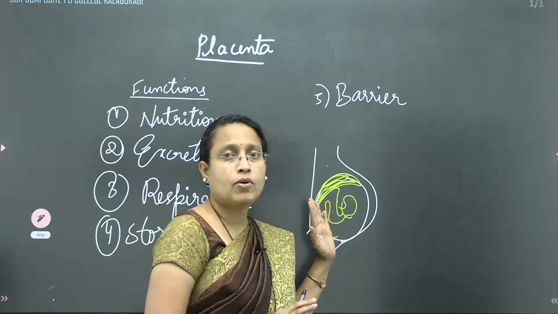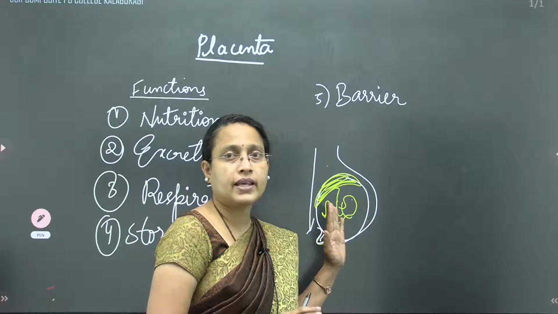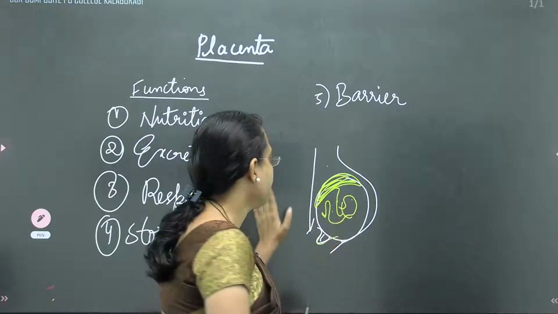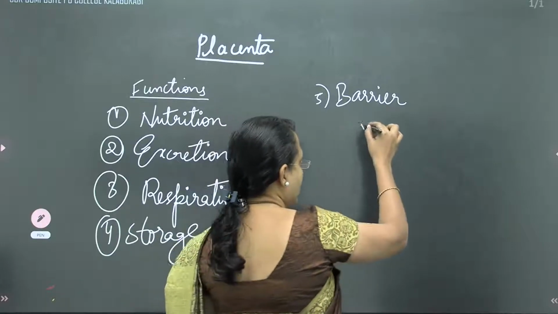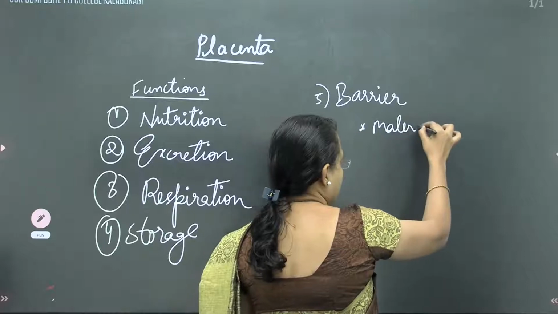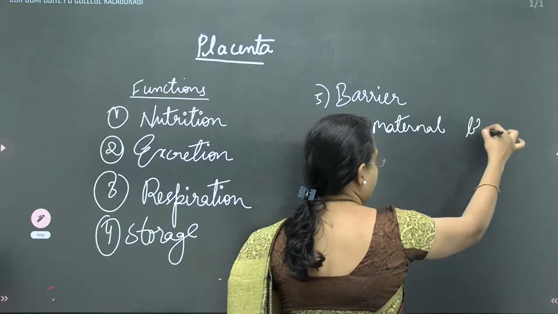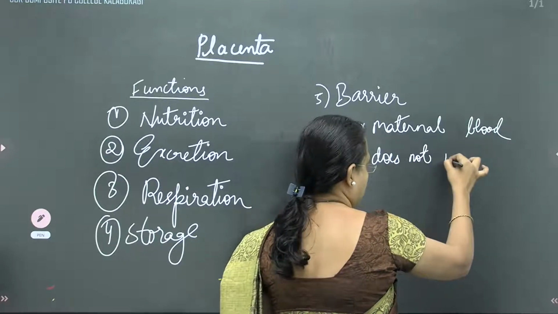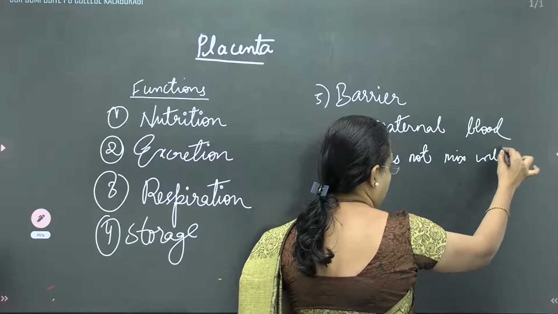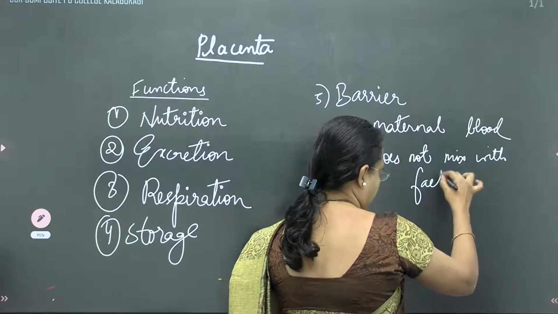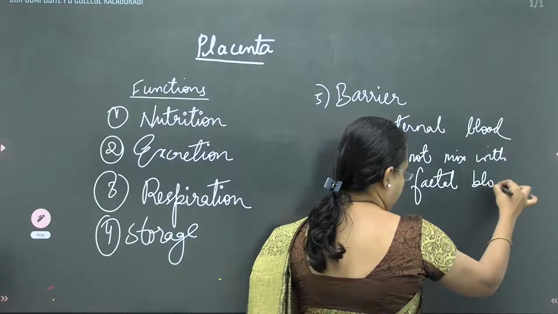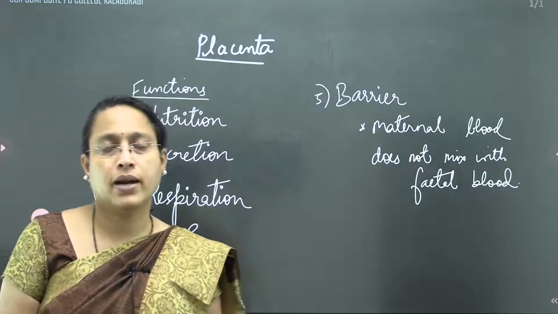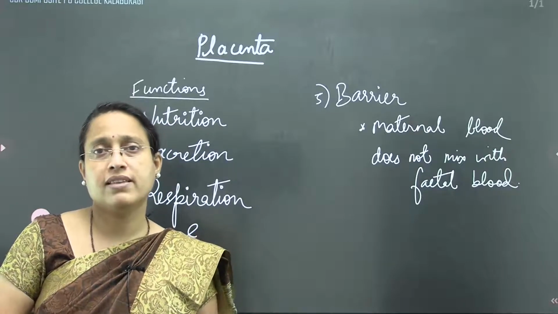One of the common ways in which it acts as a barrier is that the maternal and fetal blood are not allowed to mix due to the placenta. Okay. So barrier means what? Maternal blood does not mix with the fetal blood. The structure which will not allow it to mix is the placenta.